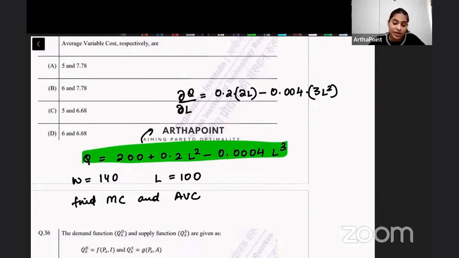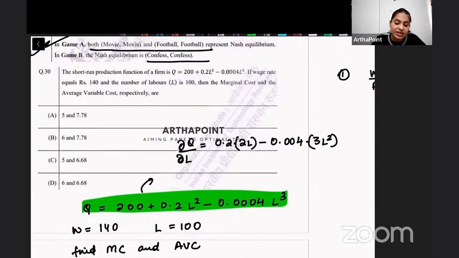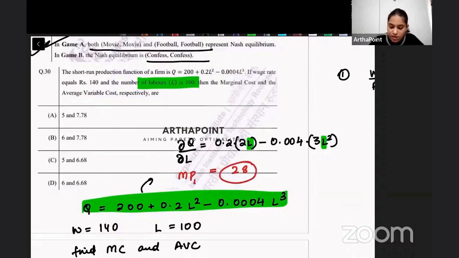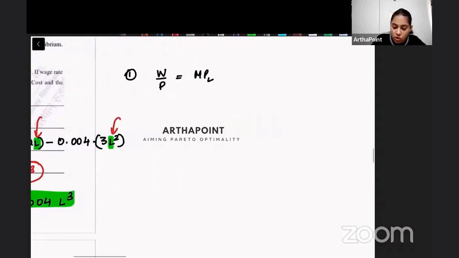And they have given you that L is 100. So if you put 100 here and 100 here, then you should be able to get a value. You will get this marginal product as 28. Just solve this on your own. Okay? Just put 100 here and 100 here. You will get marginal product as 28. What is the wage given? It's given 140. W by P is equal to 28.